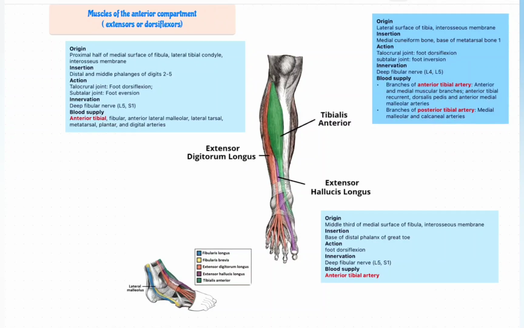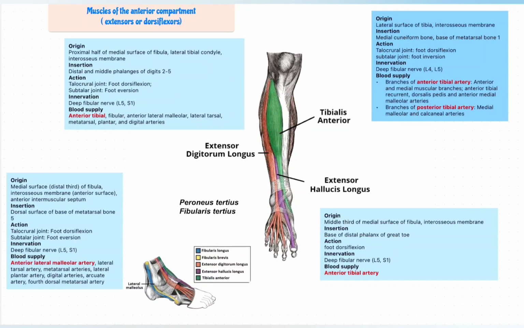Then we have the extensor digitorum longus. This muscle originates from the proximal half of the medial surface of the fibula, the lateral tibial condyle, and the interosseous membrane to insert in the distal and middle phalanges of digits 2, 3, 4, and 5. This muscle helps to dorsiflex the foot at the talocrural joint and evert the foot at the subtalar joint. Innervated by the deep fibular nerve, blood supply is the anterior tibial mainly, with other arteries like the fibular, the anterior lateral malleolar, the lateral tarsal, the metatarsal, the plantar, and the digital arteries.